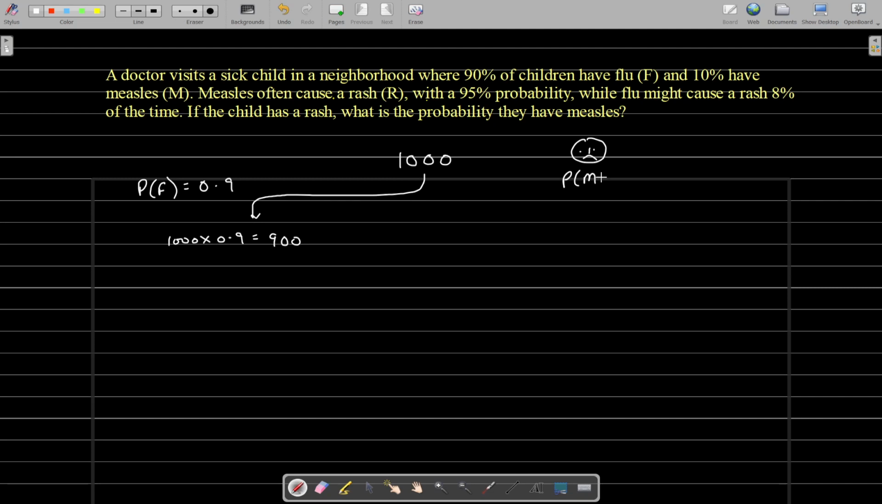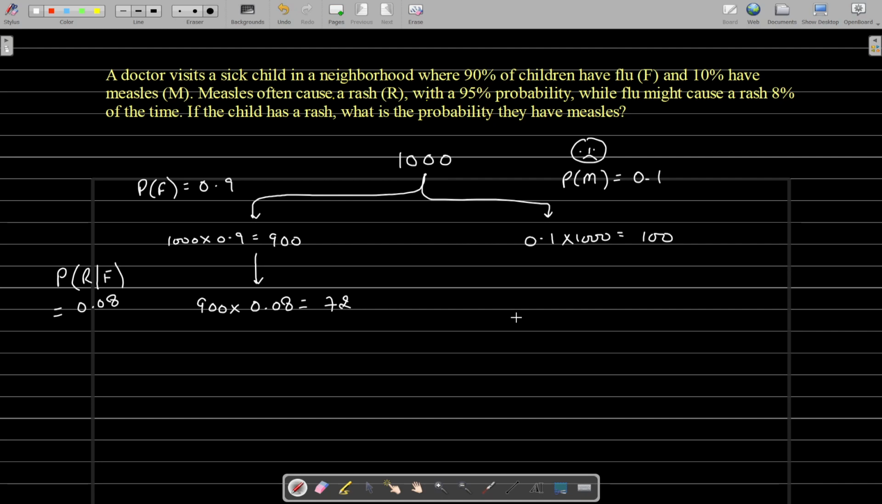Now, the probability of measles is 10%, which is 0.1. What this means is out of these 1,000 sick kids, 0.1 times 1,000 is equal to 100. 100 kids have measles. Now, the probability of a rash given the kid has flu is 8% or 0.08, which means the number of kids with a rash who have flu is 900 times 0.08, which is 72.